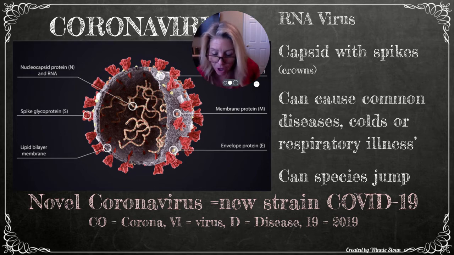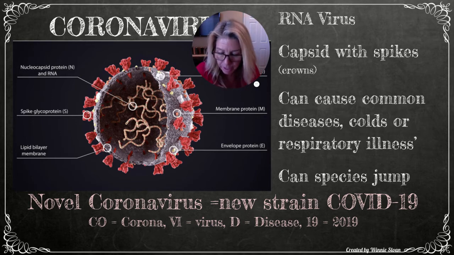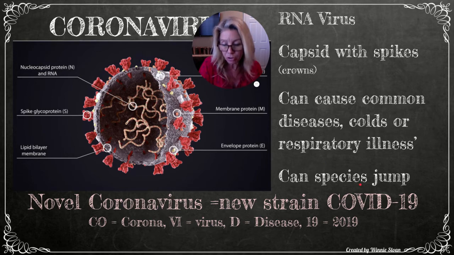So on your notes, RNA virus with envelope and spikes. The envelope is here, and then you can see the spikes embedded into it. This family of virus is called corona because of the crown-like spikes. There are four main groups. They can cause common diseases, colds, etc., as well as respiratory illnesses. Some affect animals and some can species jump.